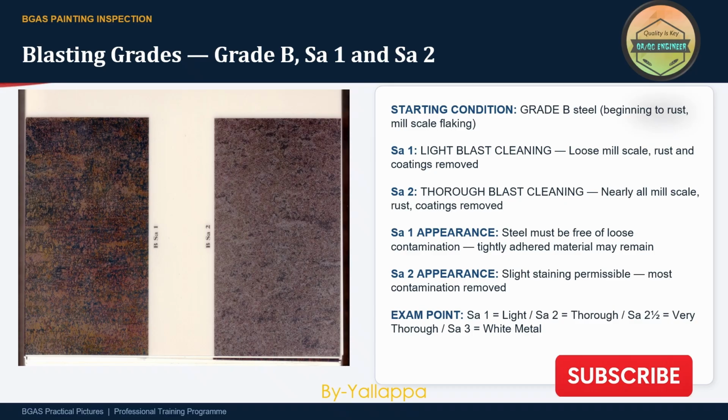This slide illustrates rust grade B. The mill scale has started to detach and rusting is becoming visible. The steel surface is beginning to deteriorate but remains less corroded than grade C or D. Inspectors should identify areas where scale lifting and rust formation are occurring.